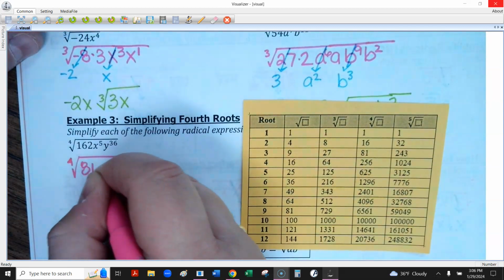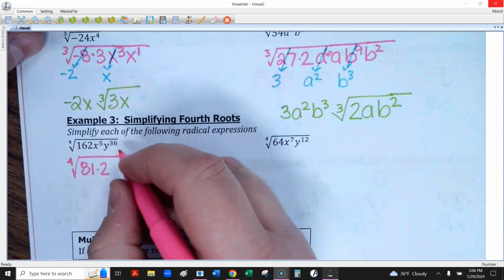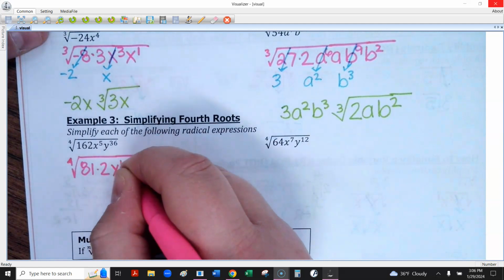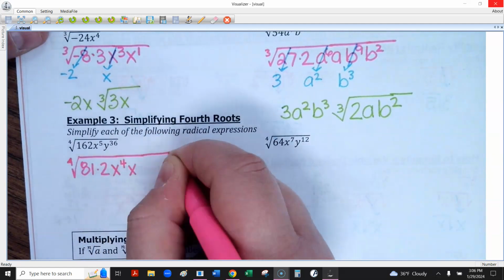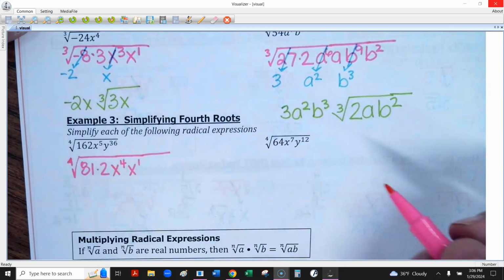81 times 2. Now I need an exponent divisible by 4. So x to the 5th is not a perfect 4th, but if I go x to the 4th times x to the 1st, you don't have to put the 1, that's going to let me remove any perfect 4th roots.